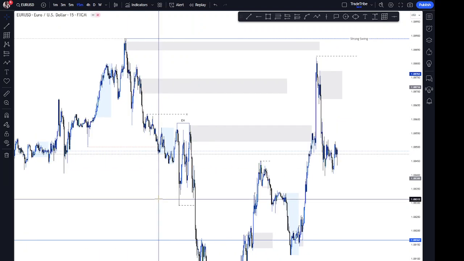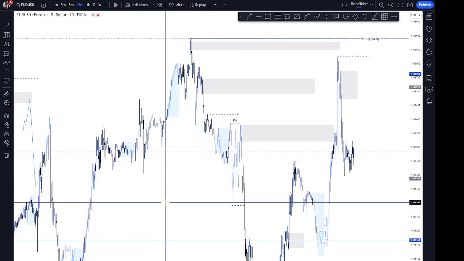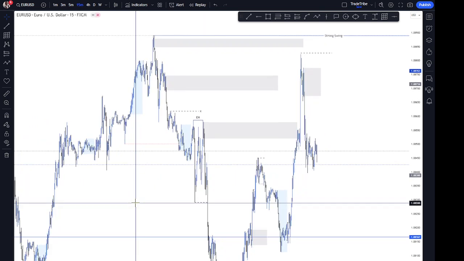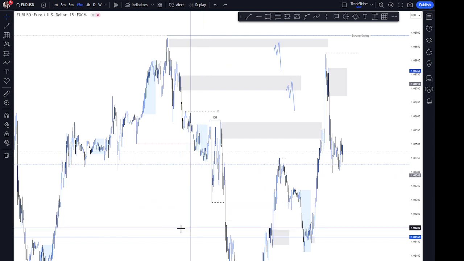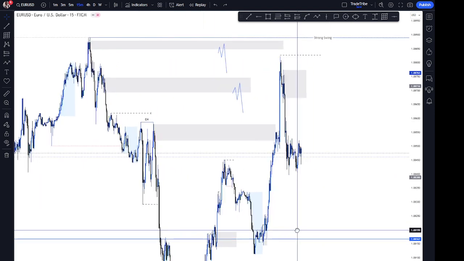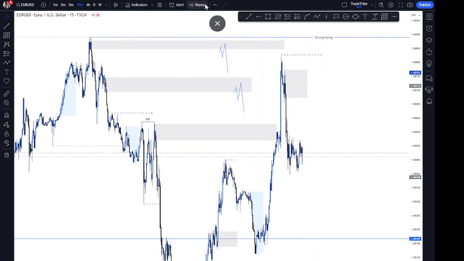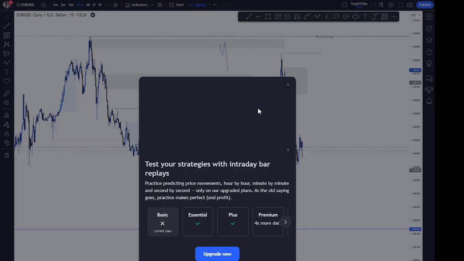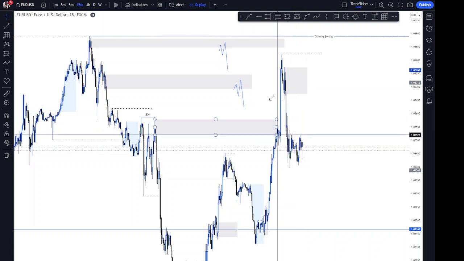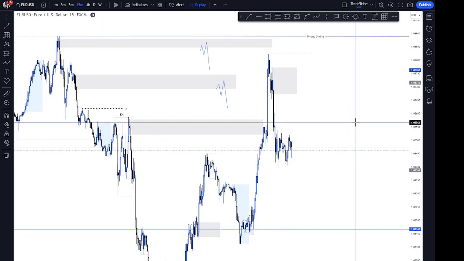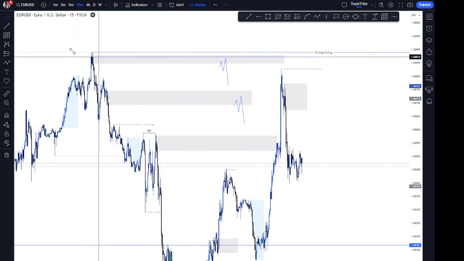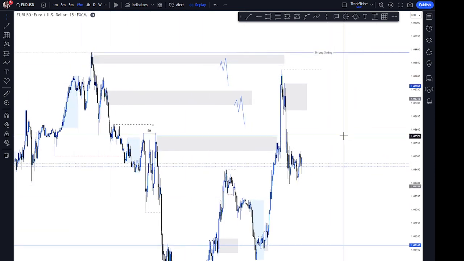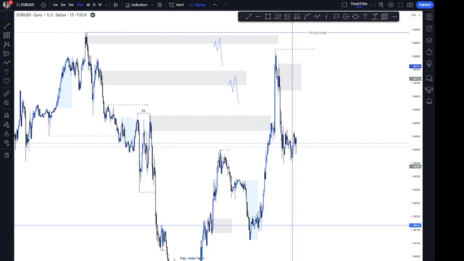So let me do the thing. We should cut the price, that will be suitable to the top. Cut the price. Oh, this was an M15 strong swing, weak swing.